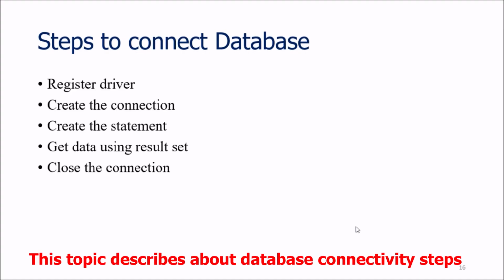These are all the steps to connect a database from client applications to any kind of relational database. First step is register the driver. Second step is we need to create the connection object. Third one is create the statement. Fourth one is get the data using result set. And the final one is close the connection. Let's discuss more about these steps.